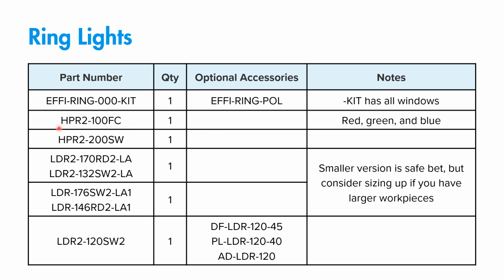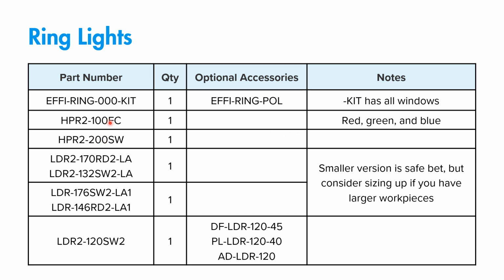Next, we recommend the HPR2 series. We recommend 2 of these lights. And the HPR2 is really convenient because it's a multi-angle ring light. When it's at a short working distance, it works like a low angle ring light, and as you bring it further away, it is more of a bright field light.